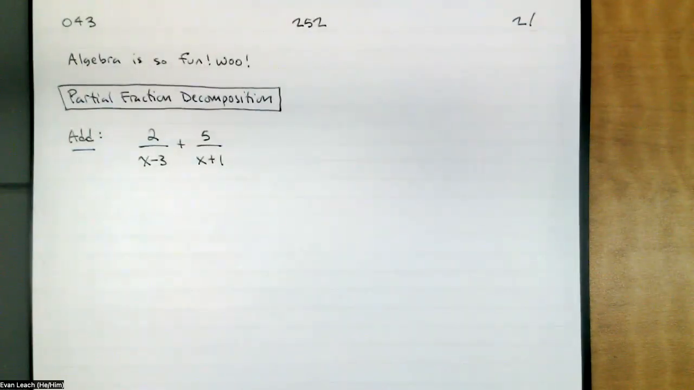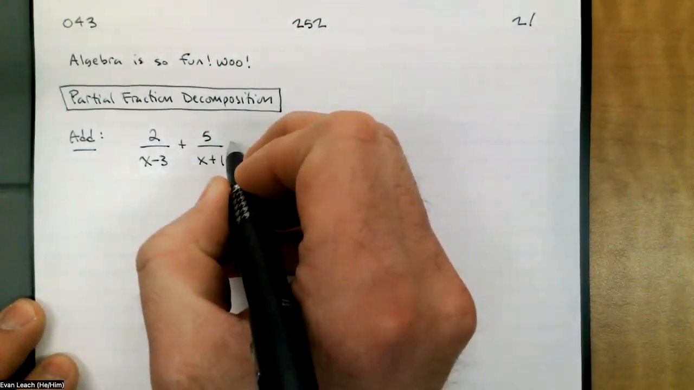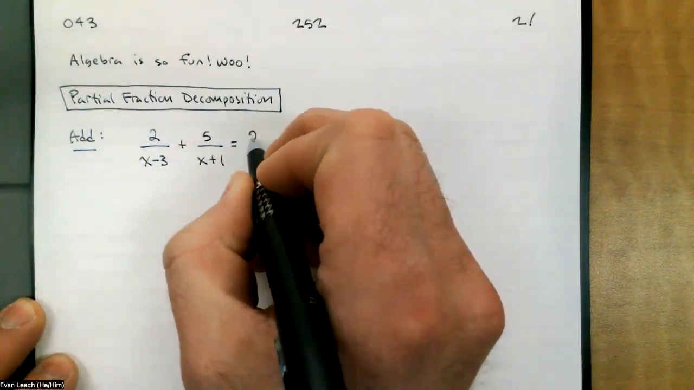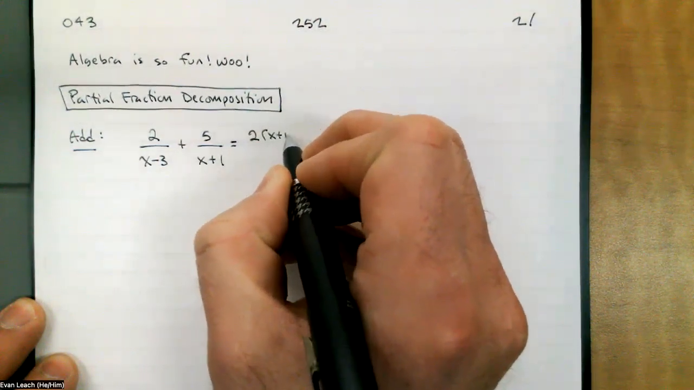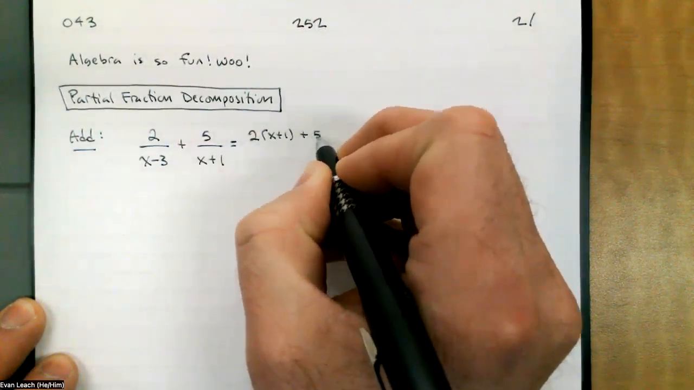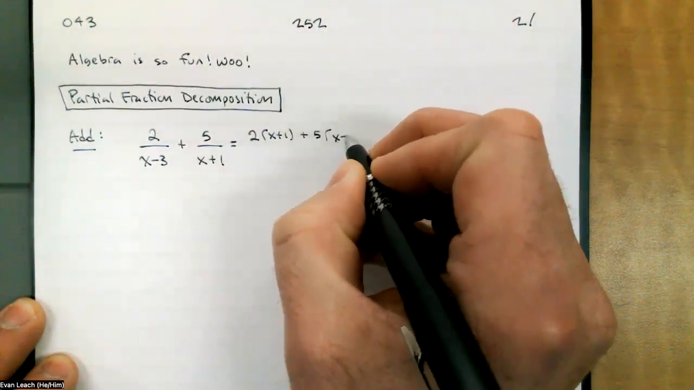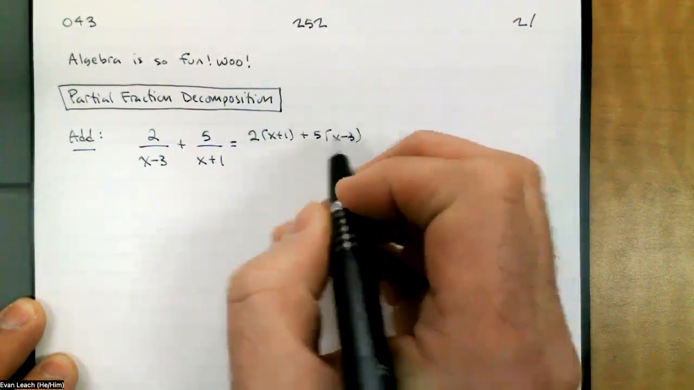All right. So if we want to add these fractions, we need to get a common denominator. So the first fraction needs the x plus 1. The second fraction is going to need an x minus 3. Then they'll have a common denominator. So the first fraction, 2, gets multiplied by x plus 1. And the second fraction, 5, gets multiplied by x minus 3. That will give them a common denominator.